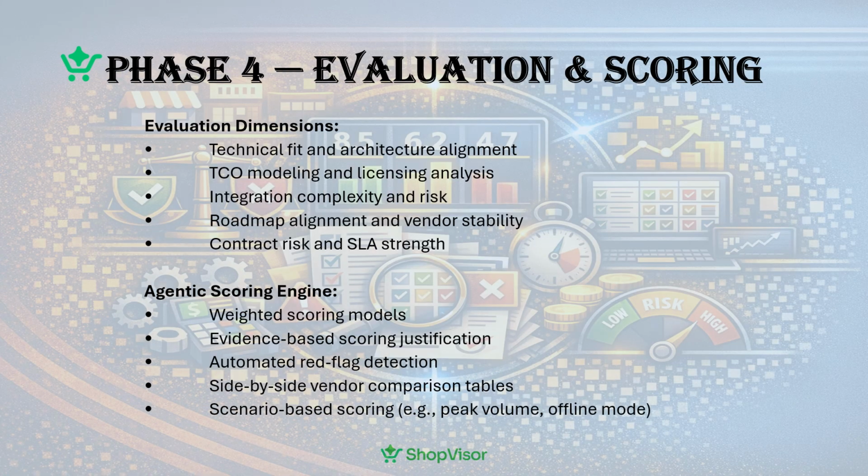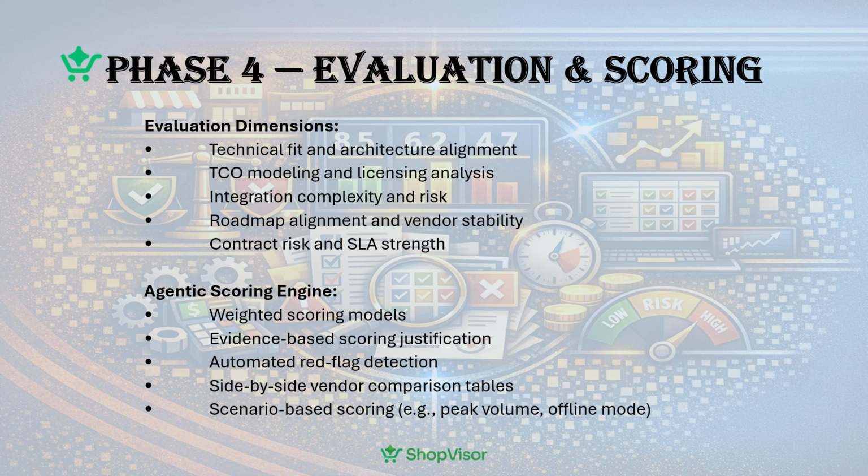So phase 4, evaluation and scoring. So here are the various dimensions. The technical fit and architectural alignment to your business. TCO modeling and licensing analysis. Integration complexity and risk. Roadmap alignment and vendor stability. The contract risk and SLA strength. Agentic scoring engine uses a weighted scoring model. It's evidence-based scoring justification. It's automatic red flag detection and side-by-side vendor comparison tables and scenario-based scoring, peak volume, offline, and so on.